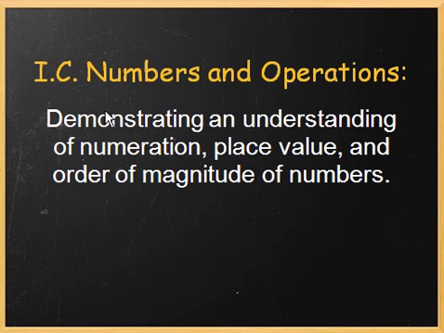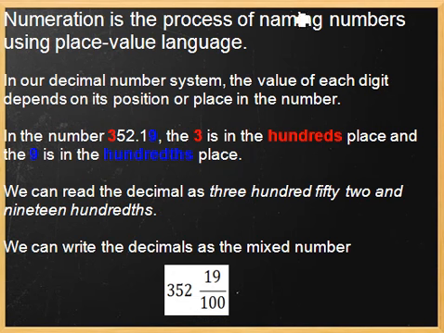In this section of PPST, we will look mostly at place value and at the magnitudes of numbers. So let's look at this word numeration. Numeration is just our process for naming numbers using place value language. We have place value, and place value is going to give the value of a digit a place. Therefore, when we write 1, 2, 3, we really mean 1 hundred, 2 tens, and 3 ones.